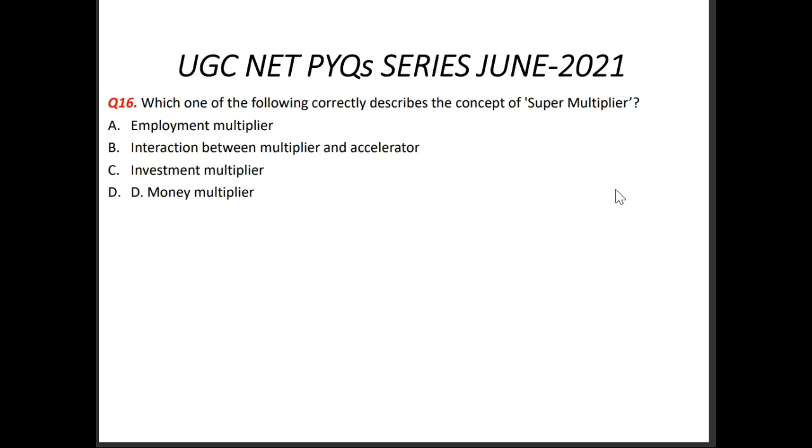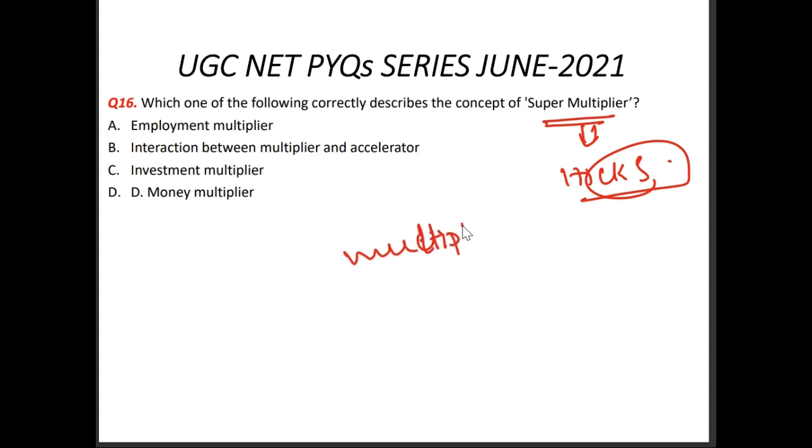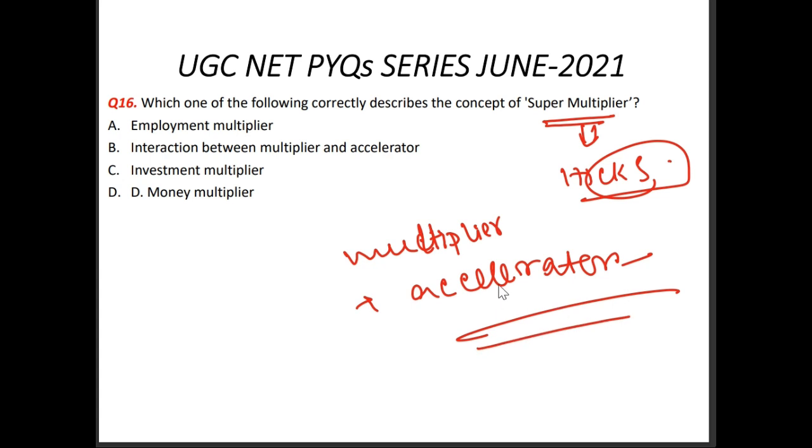Next question. Which one of the following correctly describes the concept of the super multiplier? The concept of super multiplier was given by Hicks. Hicks combined the multiplier and accelerator, multiplier plus accelerator, and this is known as super multiplier. So the correct description is the interaction between multiplier and accelerator. So option B is the correct answer.